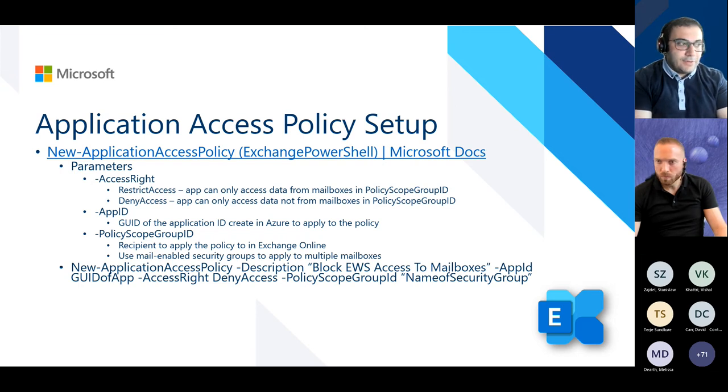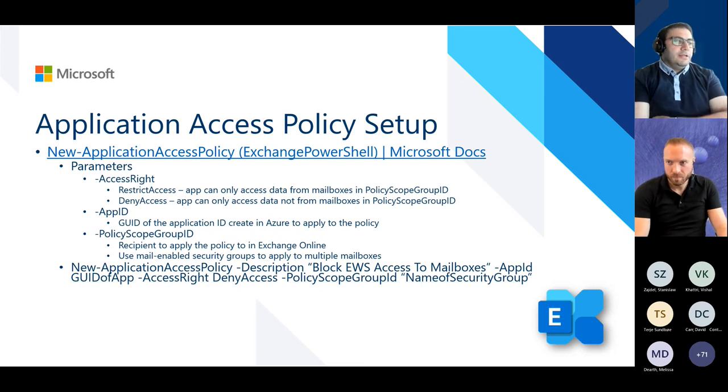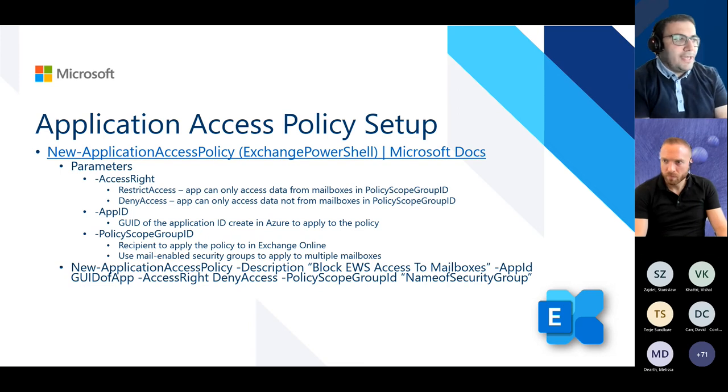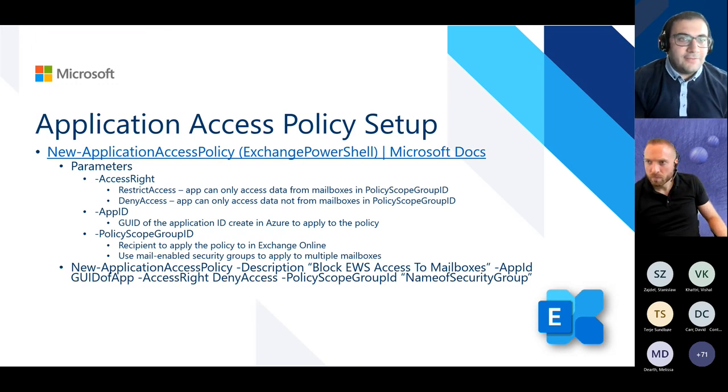If I have DenyAccess, that means the app can only access data not from those mailboxes. So the example would be, if you've got a certain application where you don't want something to affect executives, one way you could do it is create an application with restrict access so that application is only used to access executive mailboxes, which gives you more granular control of which application policy was used to access these particular mailboxes.